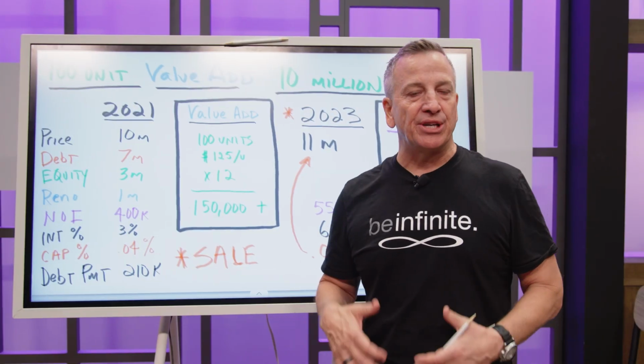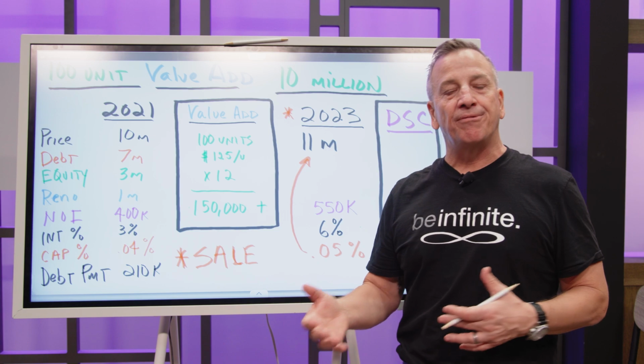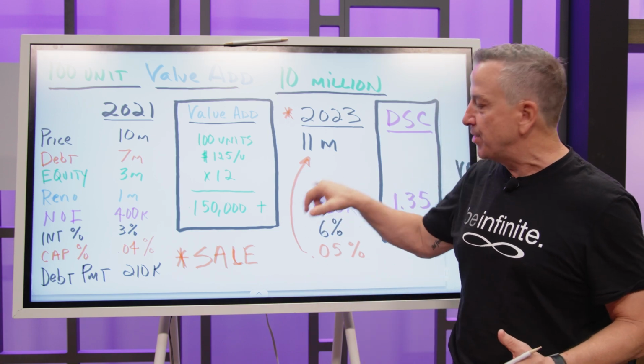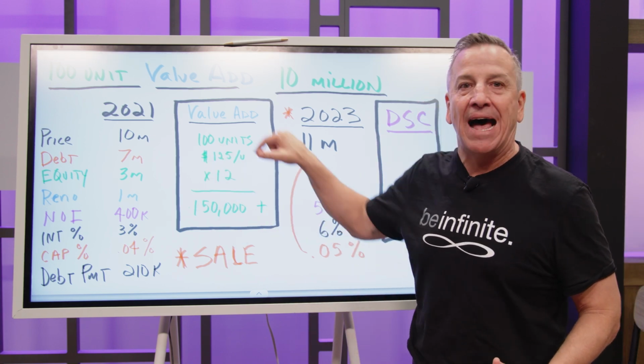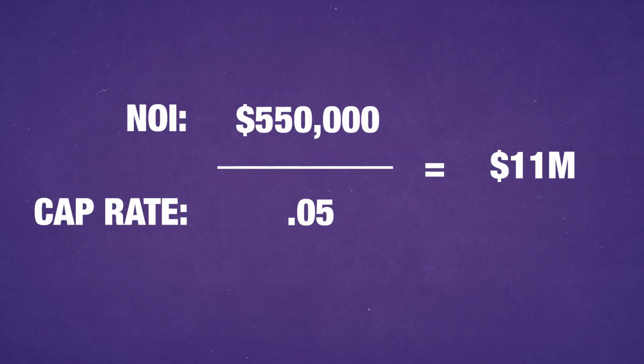So now you just do the simple math. You take 5% divided into the net operating income to find out what your value is. Even though you've done a great job growing your value add from 400 to 550, you take 5% divided into the 550, and that gives you about $11 million value.